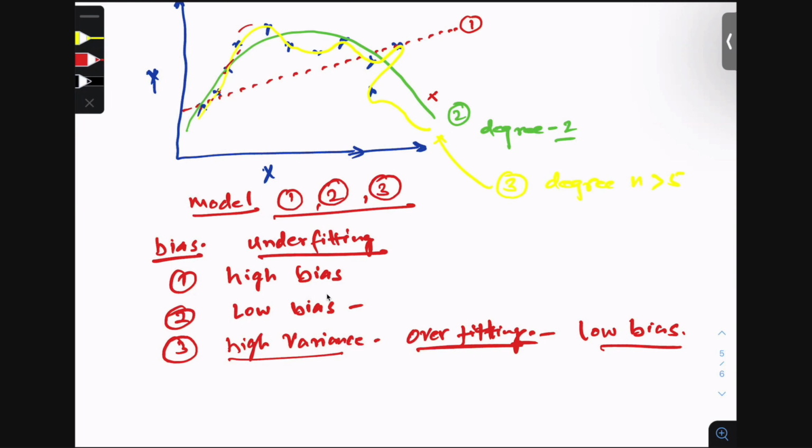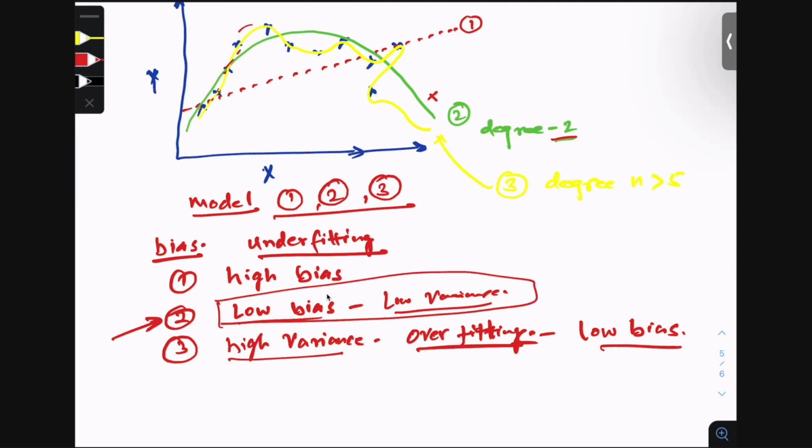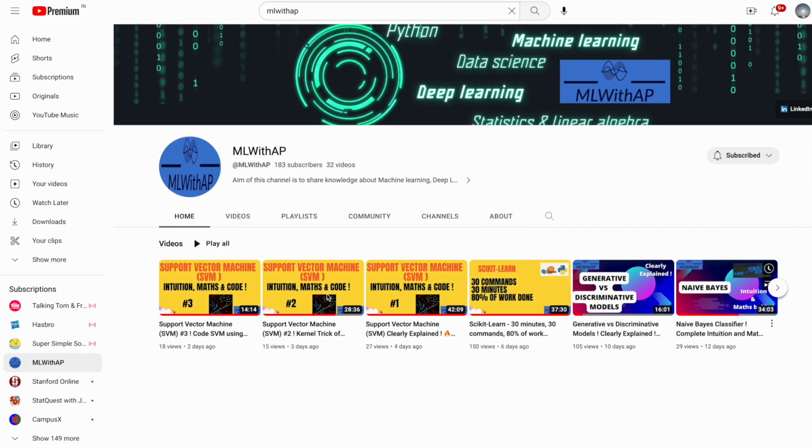The number 2 model, probably with a degree of polynomial of 2, has low bias and relatively low variance also, right? Because it will be able to capture the data and generalize well on newer data sets. The case may be different in different data sets, but in this particular case, it seems that number 2 is doing a better job, and we should go for something which has relatively low bias and low variance. Okay, so this is the concept behind bias and variance.